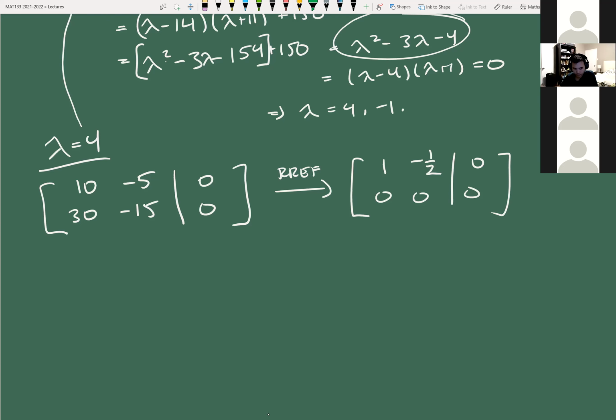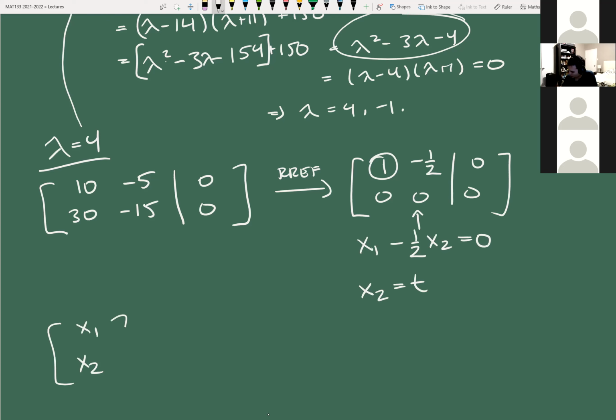Okay, great. Here's my leading one. So I have x1 minus 1/2 x2 is equal to 0. I'm going to set x2 to be my parameter t. And so x1 is equal to 1/2 x2, so that's 1/2 t. Then I can factor out my t: (1/2, 1).